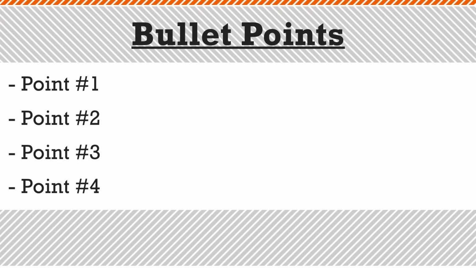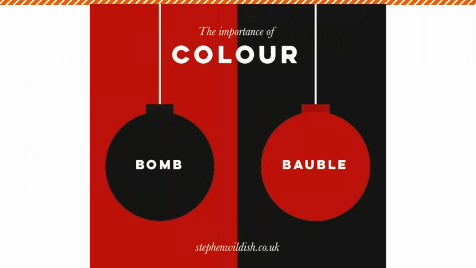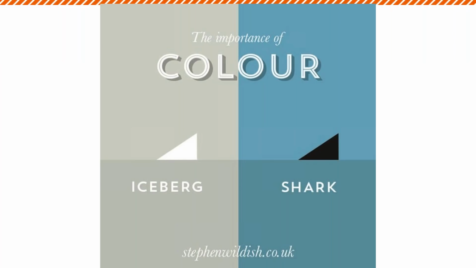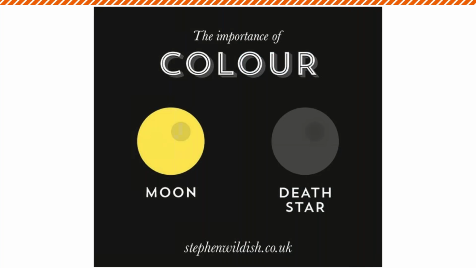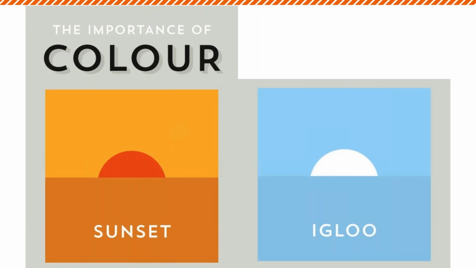All right, now something else that is super critical and important when it comes to visuals, and again, something that a lot of people don't really take into account, is color. And how much color is important. How much different colors evoke ideas and moods and feelings from the audience. It could be the difference between a bomb or a bauble. The difference between an iceberg and a shark. Or a moon and a Death Star. Or a sunset and an igloo.